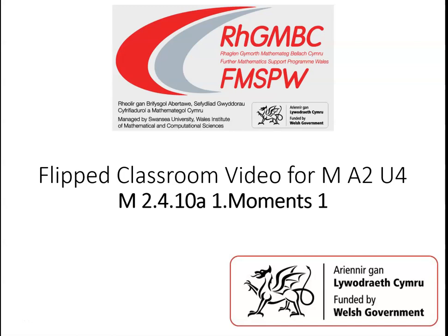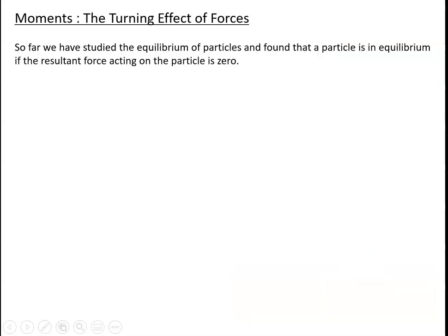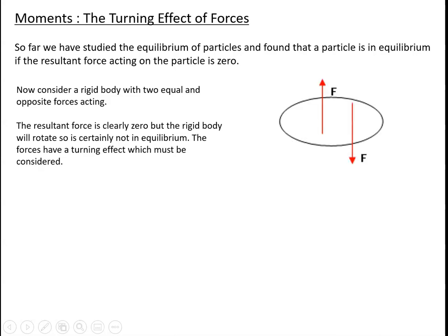In this video, we're going to look at how to calculate the moment of a force. So far, we've studied the equilibrium of particles and found that a particle is in equilibrium if the resultant force acting on the particle is zero. If we now consider a rigid body with two equal but opposite forces acting, then the resultant force is clearly zero, but the rigid body is going to rotate, so the object is certainly not in equilibrium. The forces have got a turning effect, and we've got to consider that turning effect.